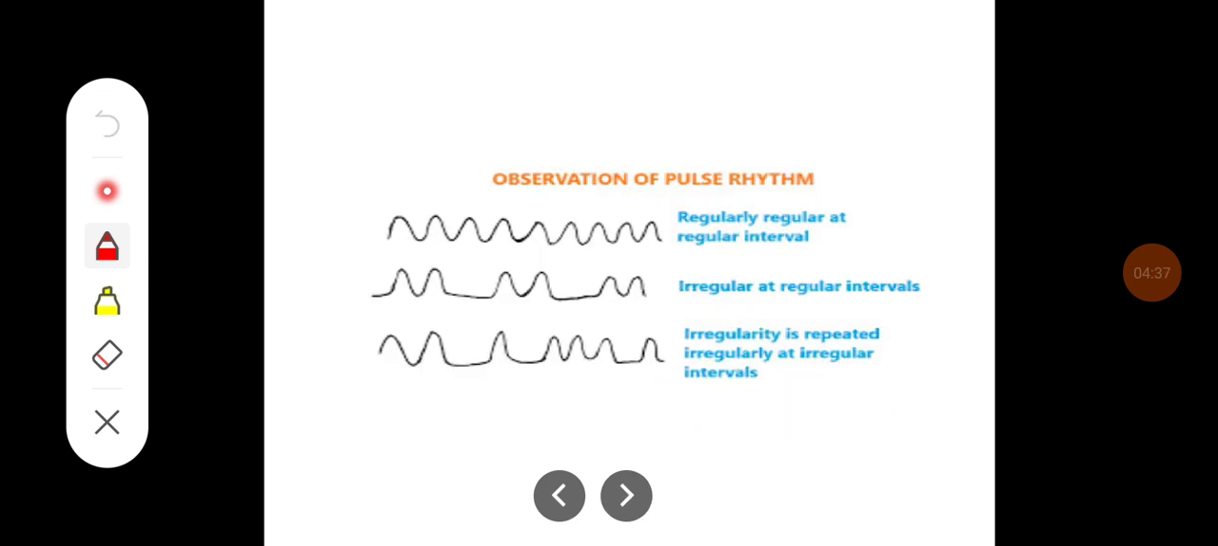The different pulse rhythms which are observed are: regular at regular intervals, then regularly irregular, and then irregularly irregular, where the irregularity is repeated irregularly at irregular intervals.